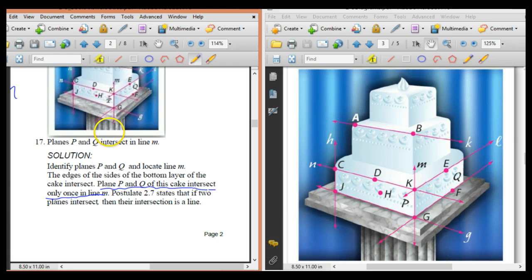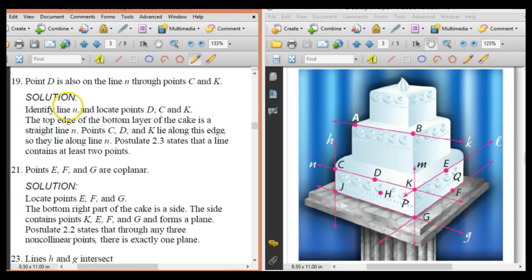And then the next part, we want to give a postulate that helps prove that it's true. So postulate 2.7 states that if 2 planes intersect, then their intersection is a line. So for a problem like 17, first we want to explain based off the picture why it's true, and then also give a postulate which proves that it's true.